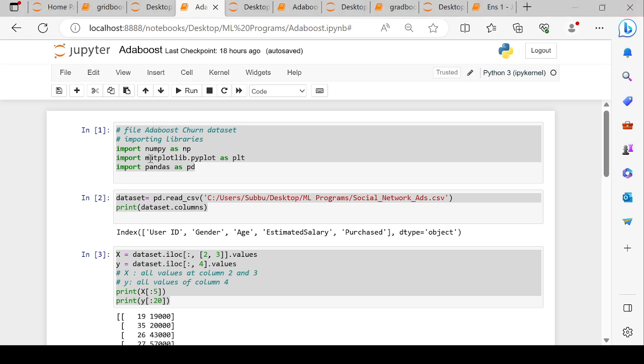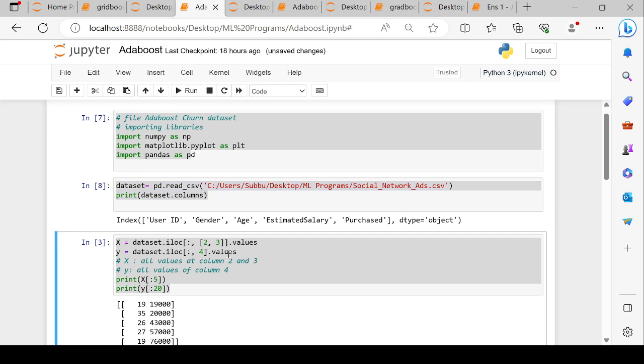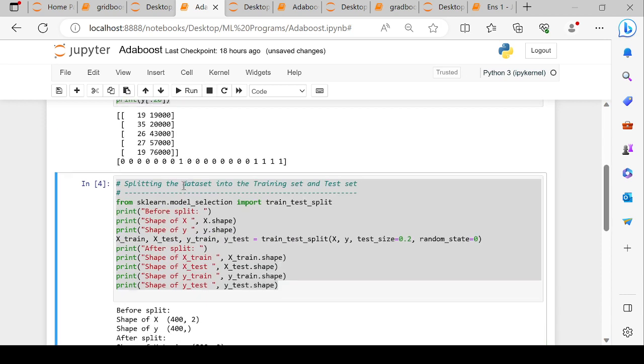So this is AdaBoost. Import the same libraries. I'm going to use the social network ads dataset. You are familiar with the dataset as a data frame. Age and estimated salary determine whether a person purchased the SUV or car. So assign age and estimated salary to X and purchase to Y.